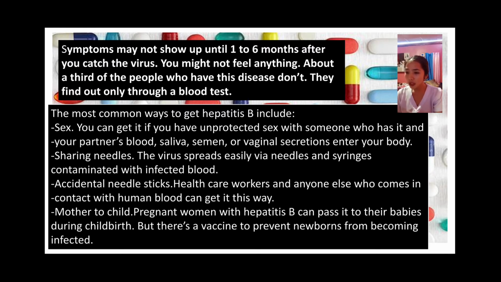The most common ways to get hepatitis B include sex. You can get it if you have unprotected sex with someone who has it. Your partner's blood, saliva, semen, or vaginal secretion enters your body. Sharing needles: the virus spreads easily via needles and syringes contaminated with infected blood. Accidental needle sticks: contact with human blood can get it this way. Mother-to-child: pregnant women with hepatitis B can pass it to their babies during childbirth.